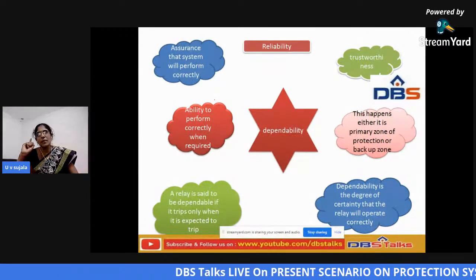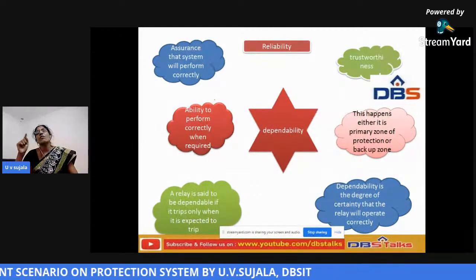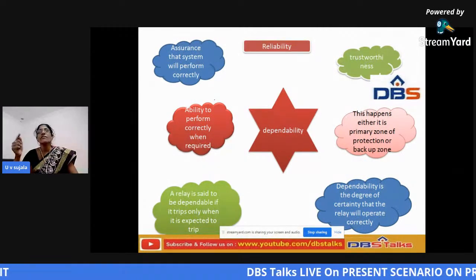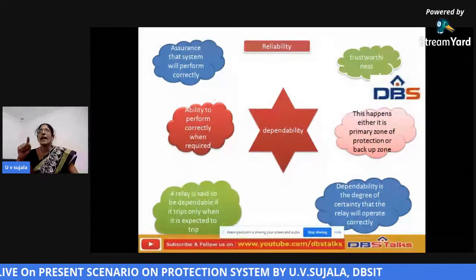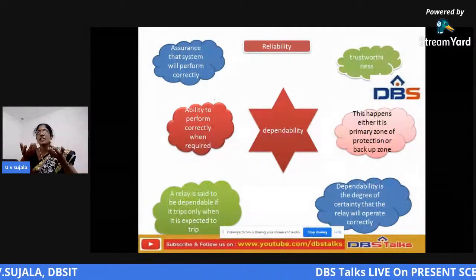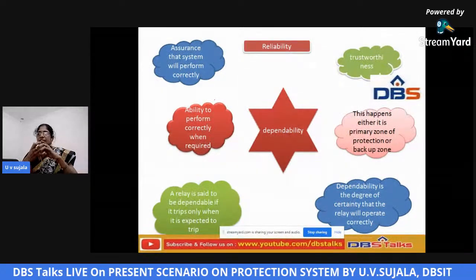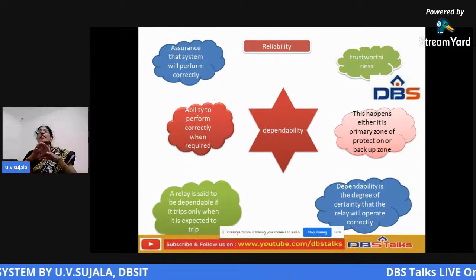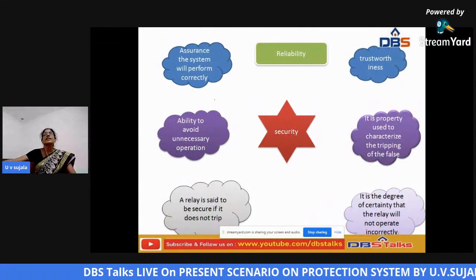That means it will perform correctly when required. Whatever relay is taken, it has to be dependable, operating in the correct manner only when it is expected. Dependability depends on the protection system operating when called upon to remove the faulted elements from the power system. The next slide is security.